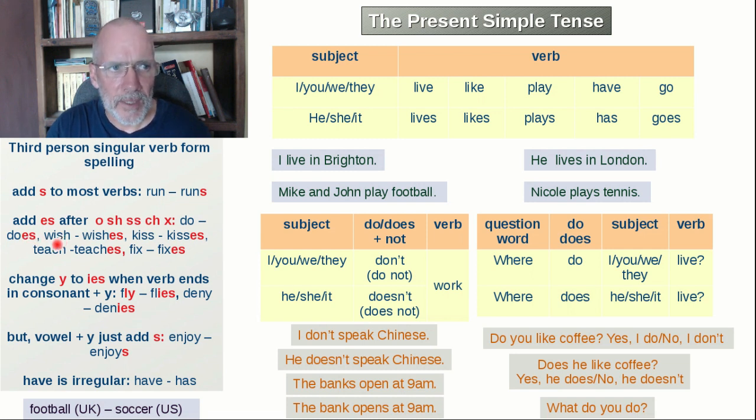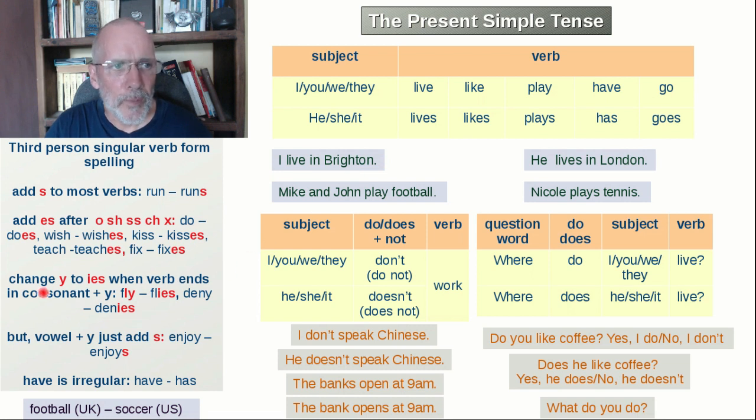Wish, which ends in an sh, becomes wishes. Kiss, which ends in double s, becomes kisses. Teach, which ends in ch, becomes teaches. And fix, which ends in an x, becomes fixes. I think we saw here too with go, which ends in an o, becomes goes.